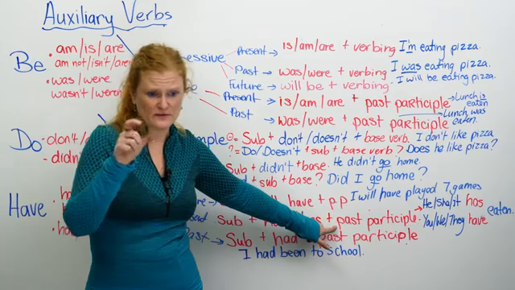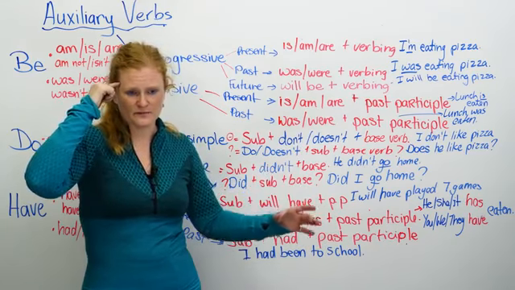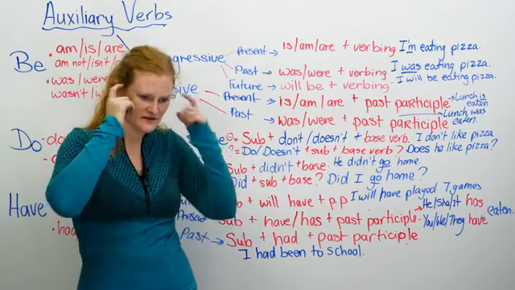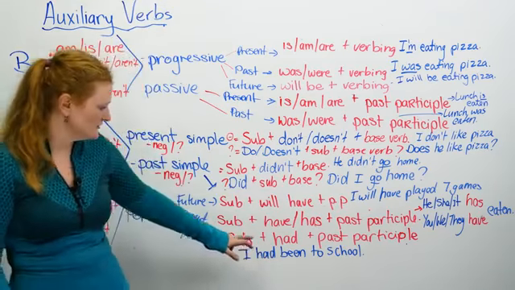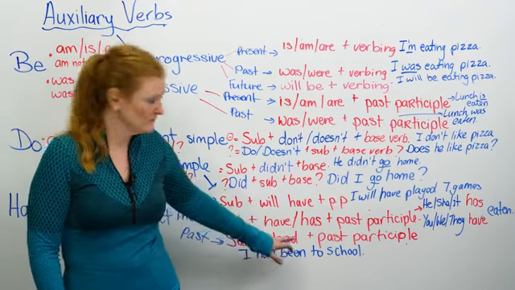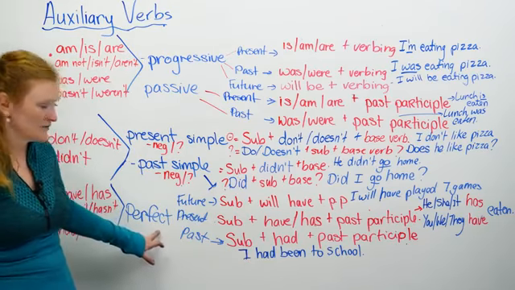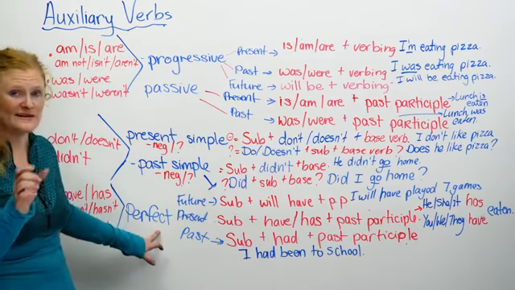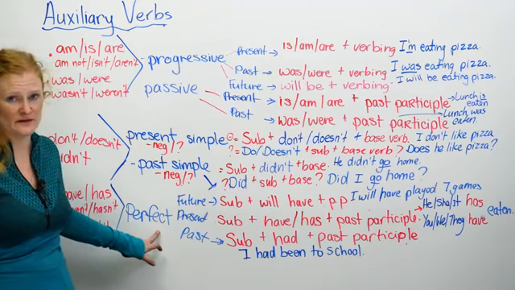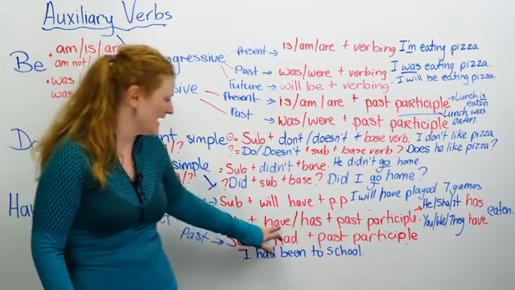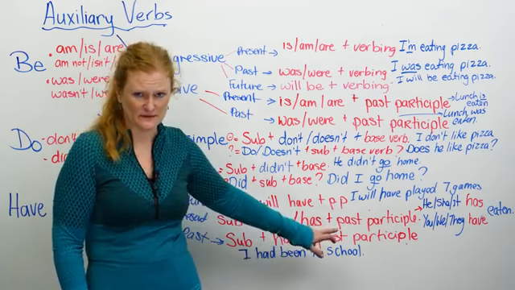So if you think about this, have in the present tense is have and has. So in the past tense, we're going to use had plus the past participle. So if we're using past perfect, we're using had plus PP. If we're talking about present perfect, we're using has plus PP.